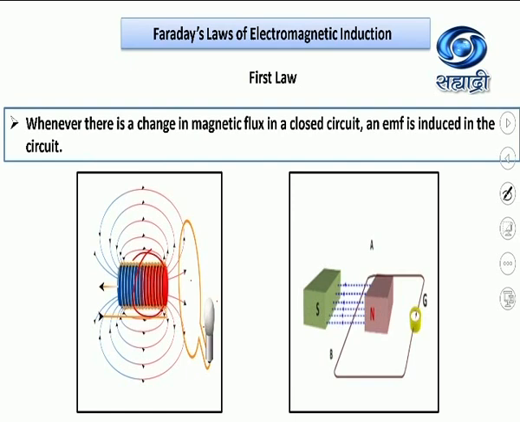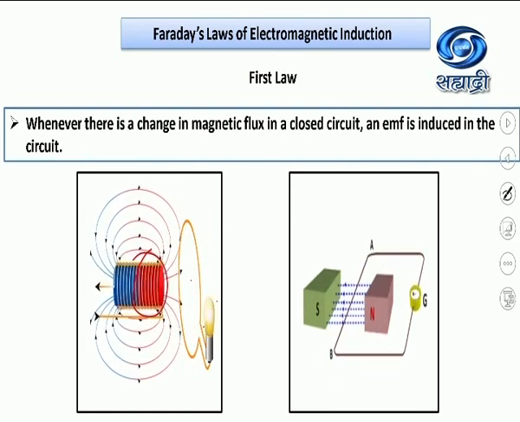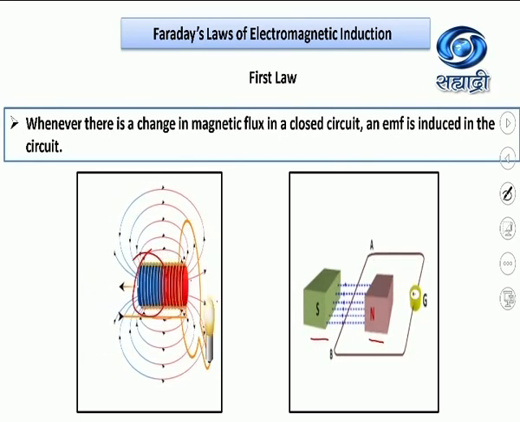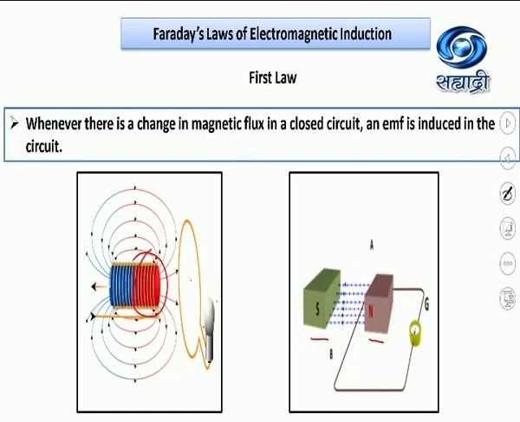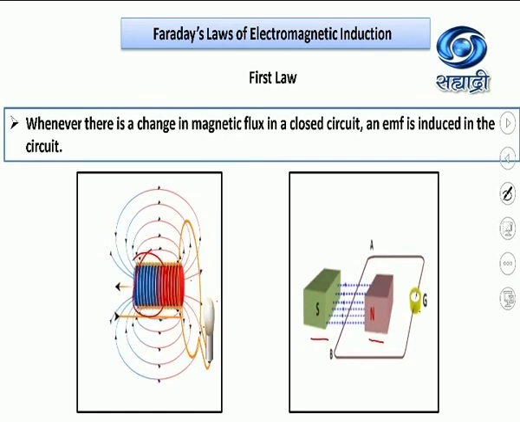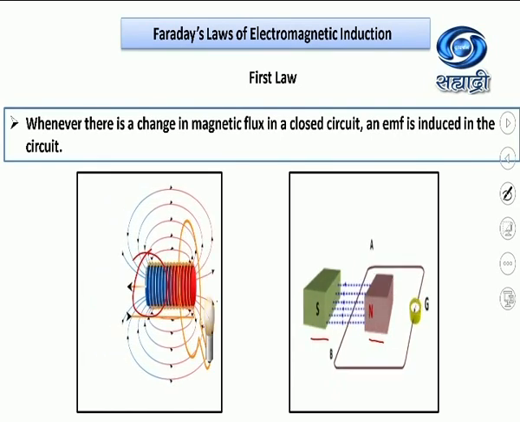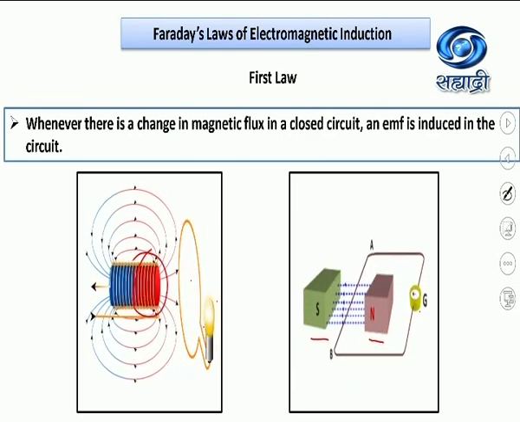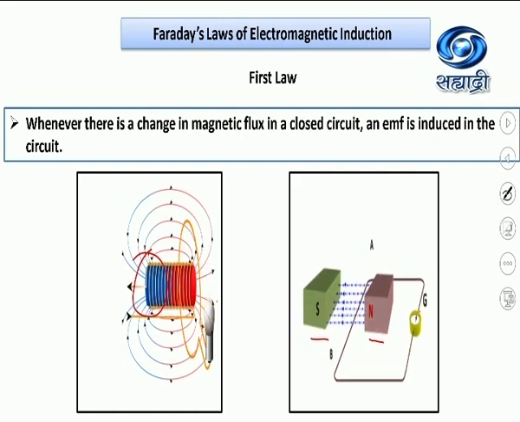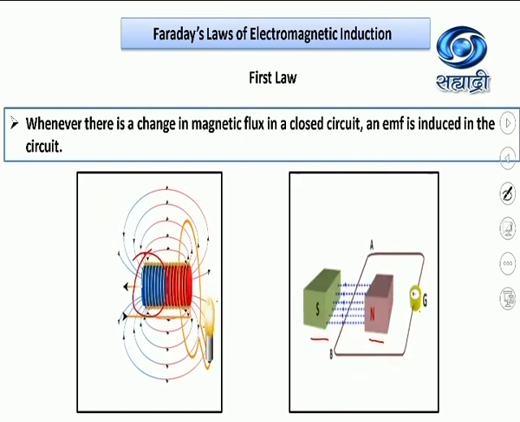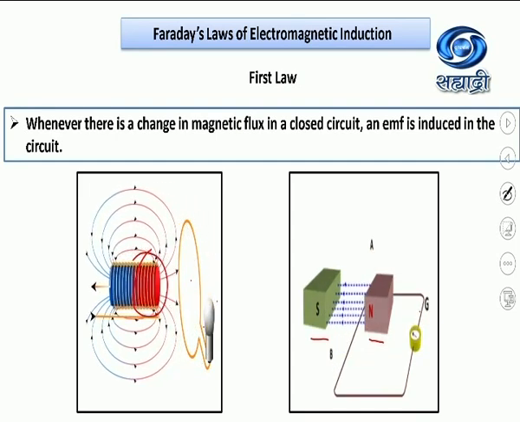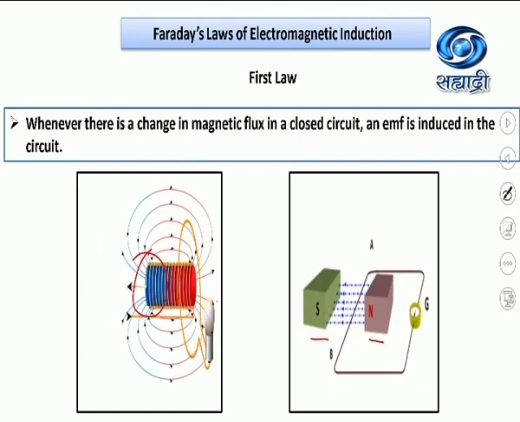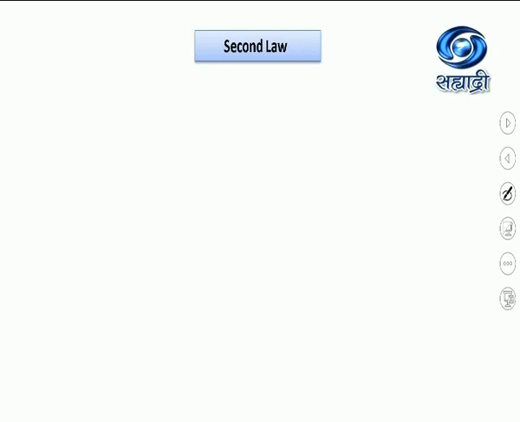There is another animation we can see here. There are two poles of the magnet. One is a north pole, the other is a south pole. In between there is a uniform magnetic field. And here the coil, whose terminals are connected to a sensitive galvanometer, is moving in the magnetic field. When the coil is moving, the flux associated with the coil is changing, which causes an EMF to be generated in the coil, due to which current flows and deflection is produced in the galvanometer. So this is Faraday's first law of electromagnetic induction.